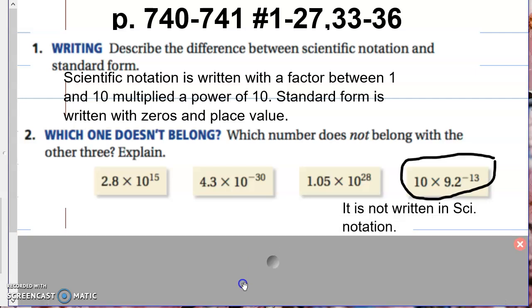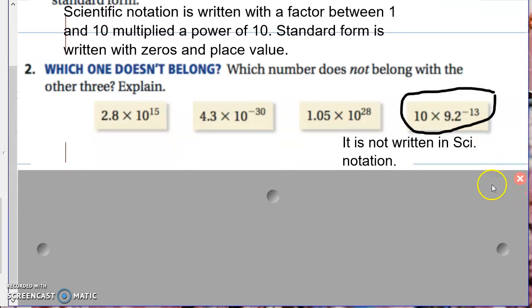Second question says, which number does not belong with the other three? Well, if you look closely, each of those are correctly written in scientific notation. This number would obviously be very big. This one would be very small. This one would be really big. Now this one, if you don't look at it closely, you'll notice that it's not correctly written in scientific notation. This 9.2 should be over here and this 10 should be over there. So that one is the one that does not belong because it is not written in scientific notation.